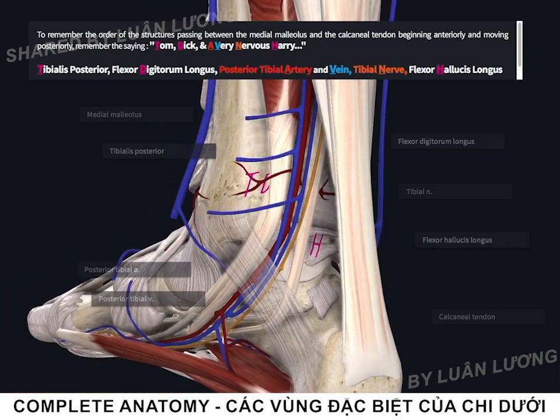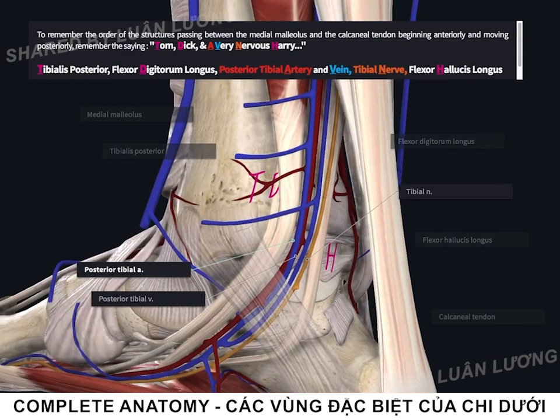So the order of the tendons is TDH for Tom, Dick, and Harry, with tibialis posterior, flexor digitorum longus, and flexor hallucis longus. The other structures that are passing through this space can be remembered by the simple addition of a very nervous Harry. And this will help us remember the artery, vein, and nerve passing within this same space.